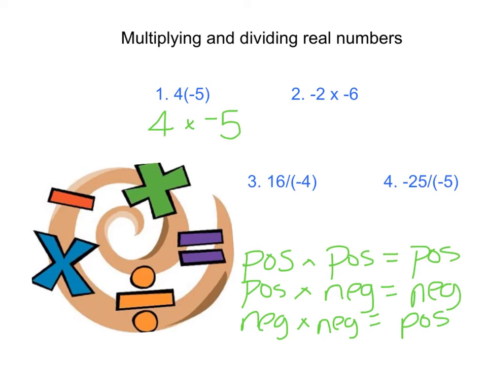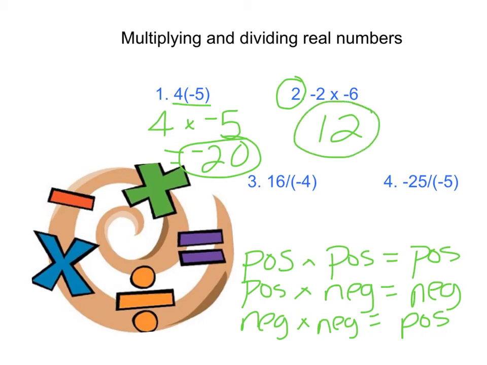We have 4 times negative 5 is the same as the way that this is written here. Well, 4 times 5 is 20, and I have a positive times a negative, which means my answer will be negative 20. Here is another way. Number 2 is another way we can write multiplication. Negative 2 times negative 6. Well, 2 times 6 is 12, and a negative times a negative equals a positive, so we're going to leave that as positive 12.